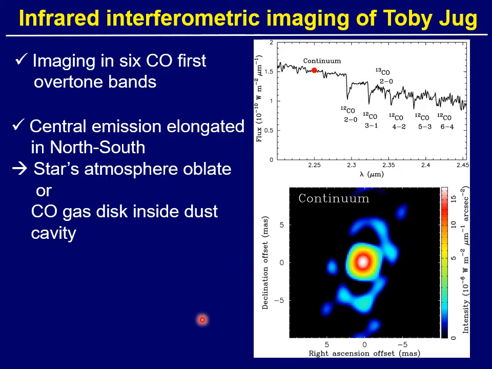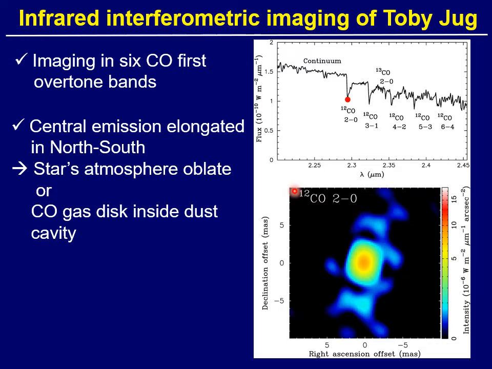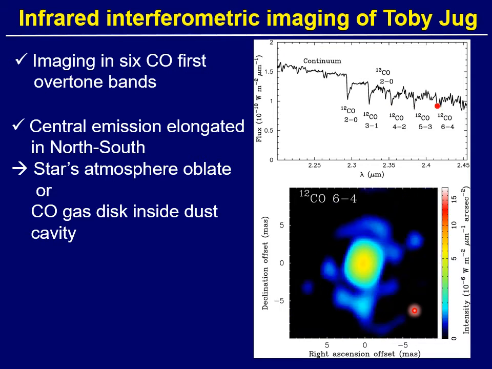We obtained images not only in the continuum but also in the CO bandheads, as you can see here. And starting from the continuum image here, I'm going to show you the images in the CO bandheads. Here, the central emission is more elongated in the north-south direction. Next bandhead. This is 13CO, back to 12CO. So the central emission is elongated in the north-south direction.